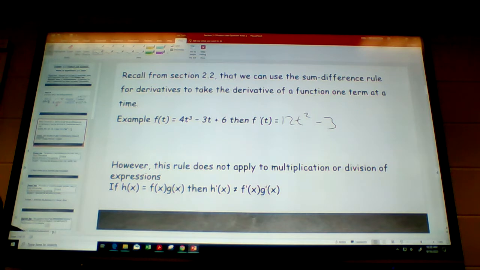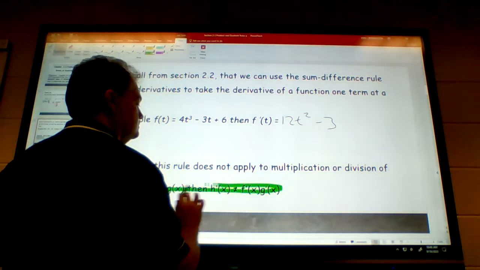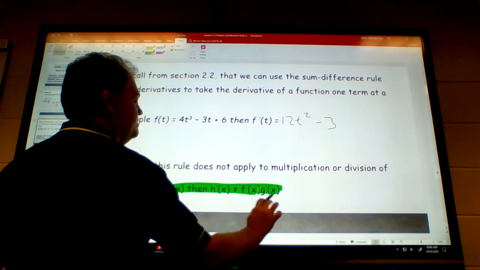However, this rule does not apply for multiplication or division of expressions. So, in other words, if h of x equals f of x times g of x, then h prime of x does not equal f prime of x times g prime of x. So make a mental note of that. I'm going to highlight that for you. You know me, I like to color.